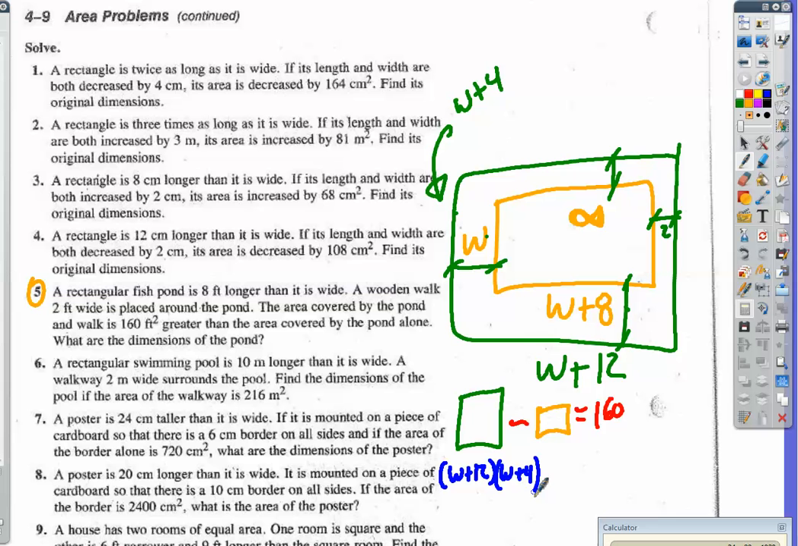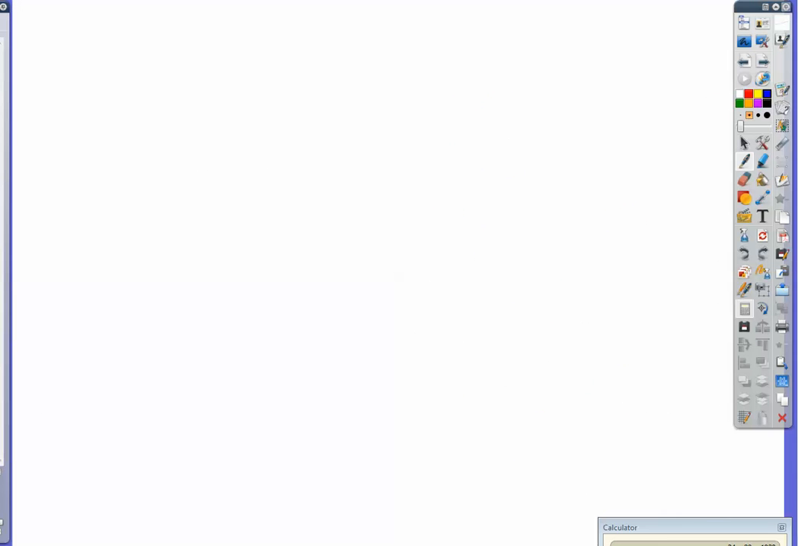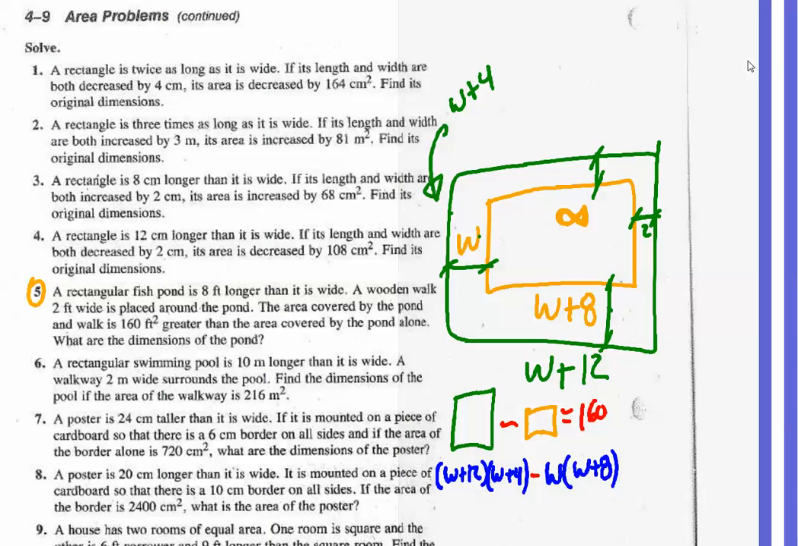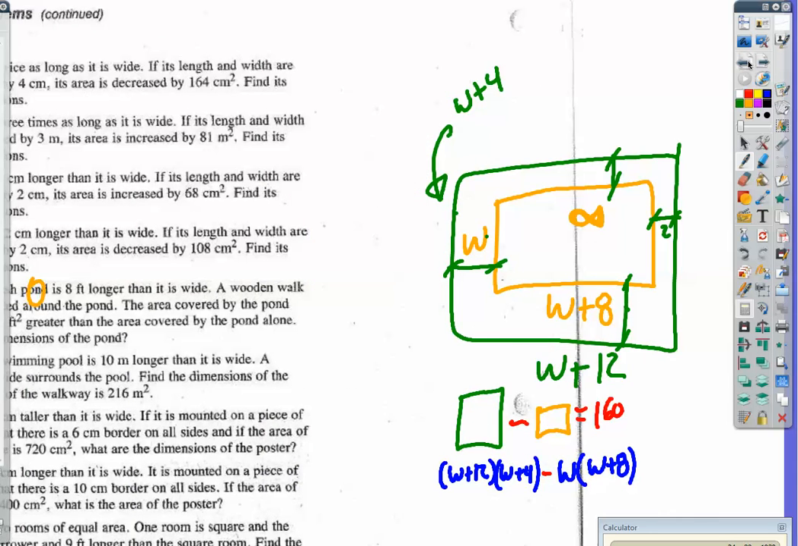And then I'm going to subtract the area of my original, which is the width, w, times w plus 8. Oh, aren't we glad we learned how to multiply polynomials now? You're probably thinking no, because then I wouldn't have to do this stupid problem. That's not what I wanted to do. See, the later it gets, the snarkier the comments get.